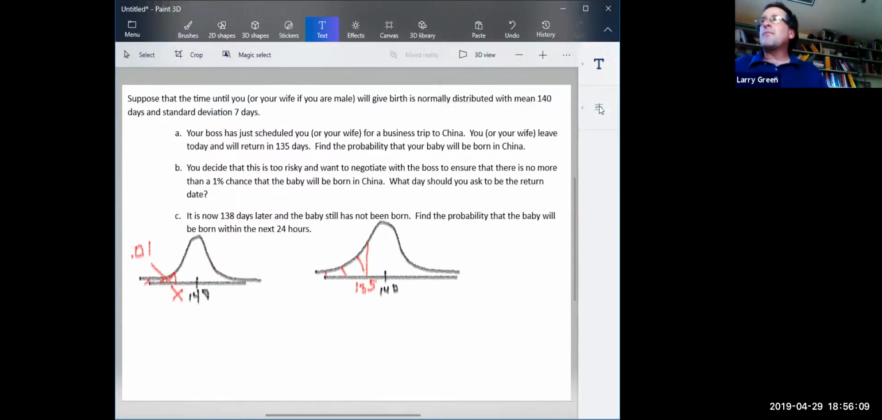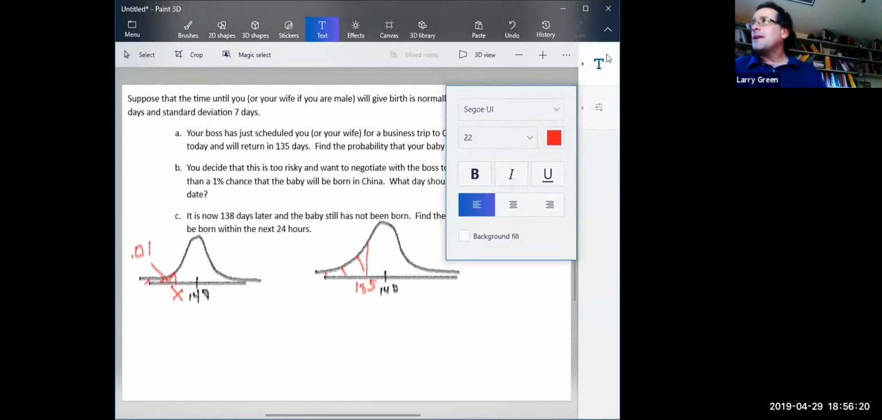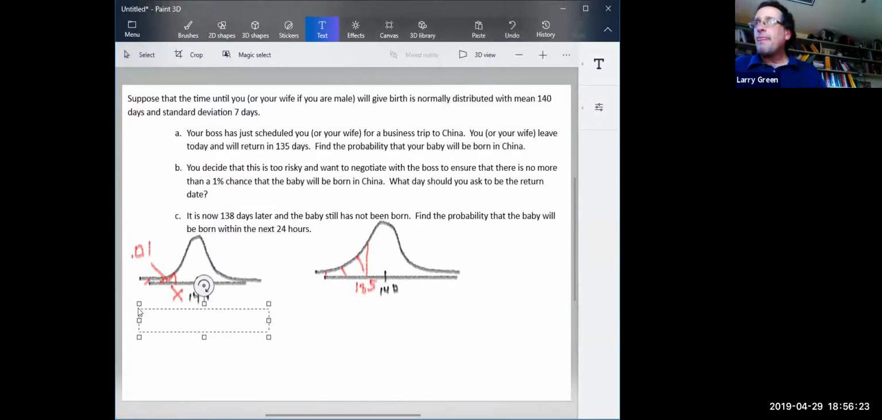Okay, so let's go ahead and write it out. This is going to be the probability that x is, yeah, that's better. So we want the probability that x is less than 139 given x is greater than 138. Because we know the baby hasn't been born yet. So the delivery time is at least 138 days. We want to find out what's the probability to be less than 139 days. That's tomorrow.